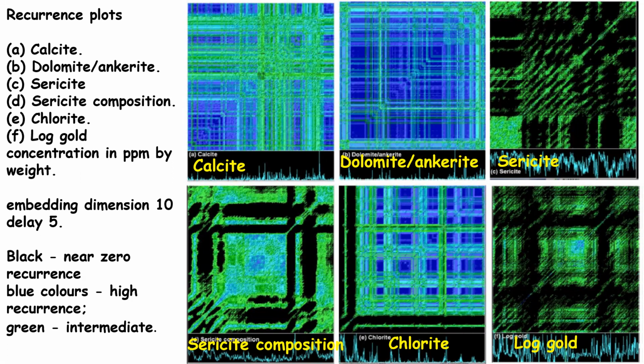The lengths of vertical or horizontal lines are a measure of how long the system remains near the same state in phase space. These lines are commonly referred to as chaotic transitions and mark changes in the behavior of the system.